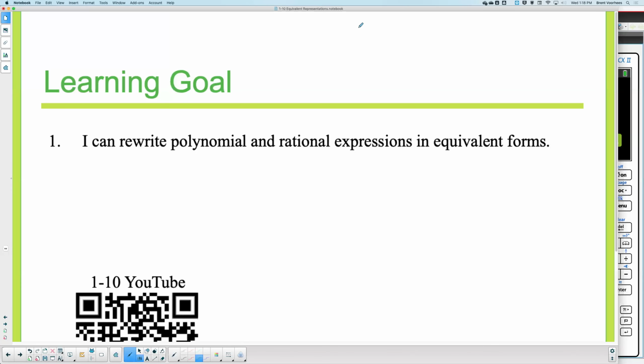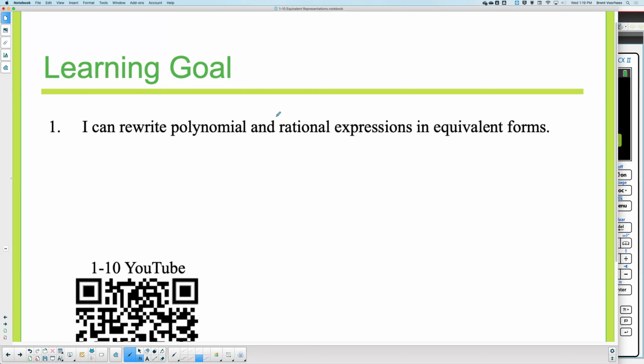Today we're going to take a look at lesson 110. So 110, if you look up at the top of your title here, we're looking at equivalent representations of polynomial and rational functions. That's a very, very complex way of saying this. We're going to rewrite polynomial and rational expressions in equivalent forms.